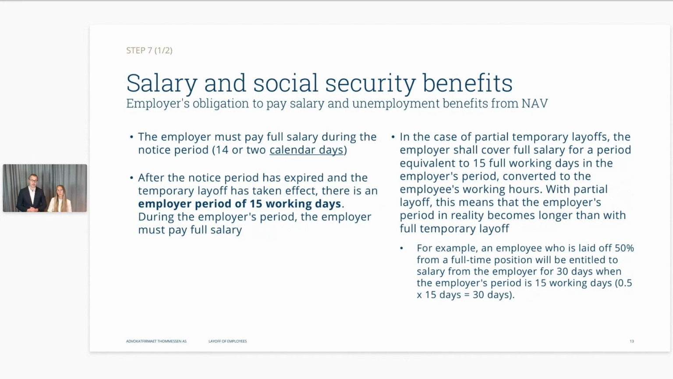An important point is that the employer's period is 15 working days, and that is linked to the employee's working hours. In the event of partial temporary layoffs, the employer's period is also extended in time. For example, an employee who is temporarily laid off 50% from a full-time position will be entitled to full salary from the employer for 30 days when the employer's period is 15 working days. The employee will perform work as normal for the remaining 50% of his or her position.